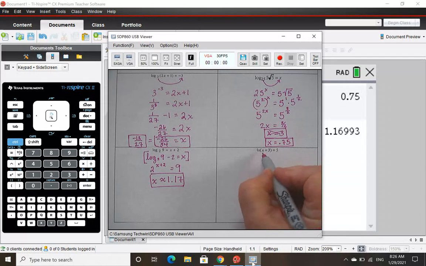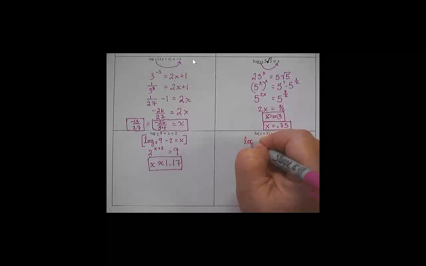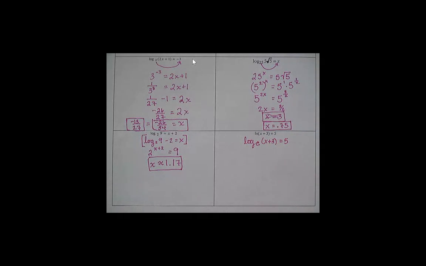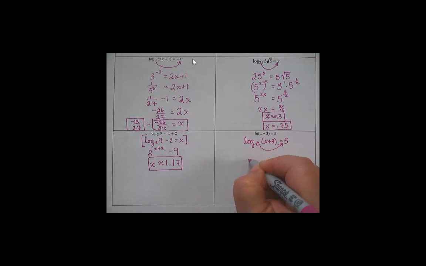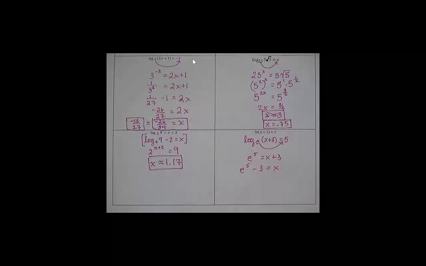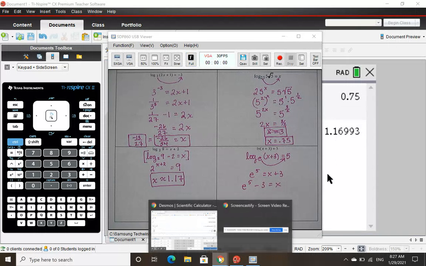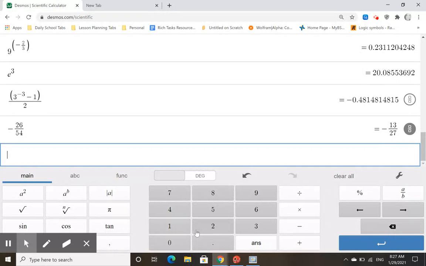Okay, here's another one with a natural logarithm. Remember, this simply means log base e of x plus 3 is equal to 5. So e to the power of 5 is equal to x plus 3. I could simply subtract 3 from each side, and that's my expression that equals x. So once again, I could use any calculator for this one. So e to the power of 5 minus 3.